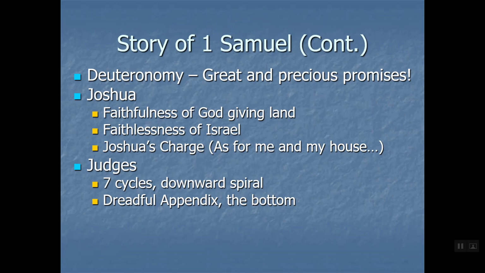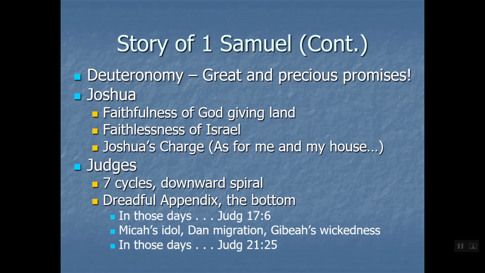The dreadful appendix, which is at the bottom. Could Israel get any lower than that? That's what we're going to actually answer today. And my answer is going to be no. They actually get lower, and Samuel is going to be my answer, and I'll explain what I mean by that. And then at the end, in that appendix, we talked about how in those days there was no king in Israel, and how that leads into Samuel, where the major theme is going to be about kingship in Israel. The book itself is about kingship, and so you see that connection with Judges.